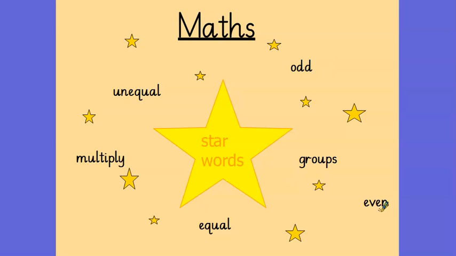Odd. Even. My turn, your turn. Groups. Your turn. Equal. Your turn. I'm not actually doing unequal today. Multiply. Your turn. And I've got a new one for you. Repeated addition. Repeated addition.